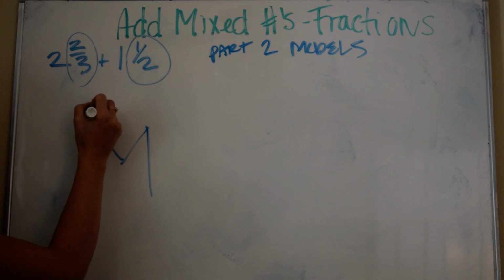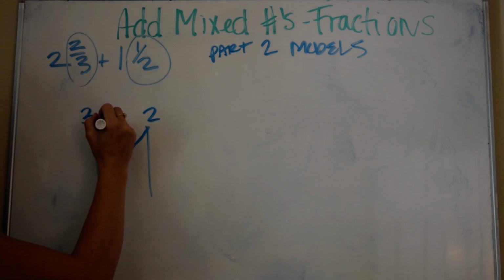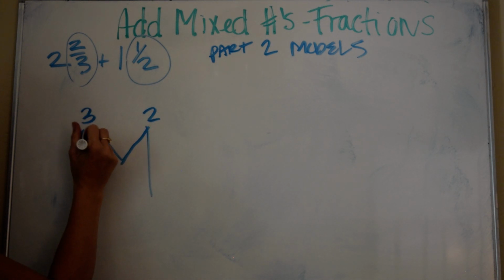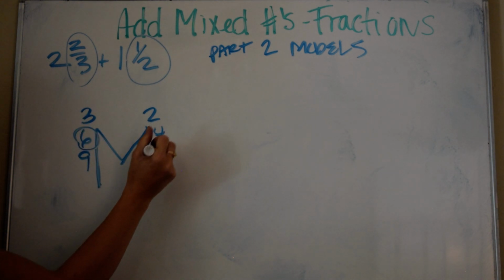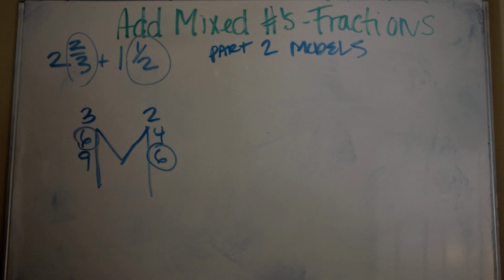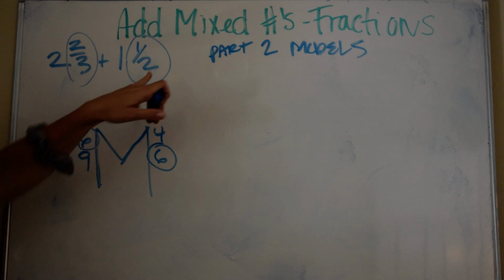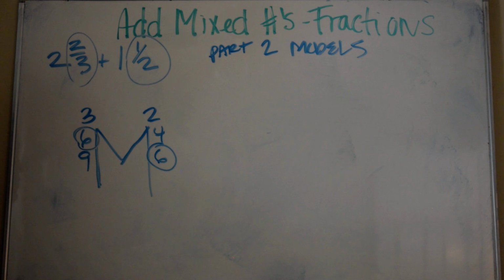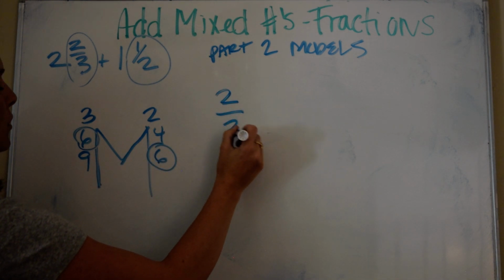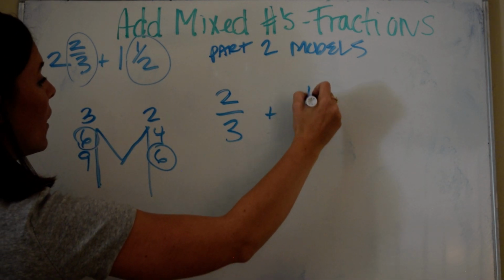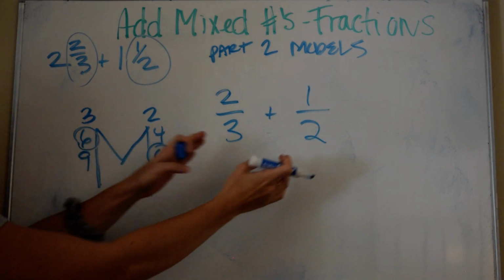Okay, so my 3 and my 2, I'm going to start multiplying up. 3, 6, 9, 2, 4, 6. Okay, so the least common multiple is 6. That means I want my denominators to be a 6 before I even start drawing my models. So how do I change 2/3 and my 1/2 into a 6 on the bottom?